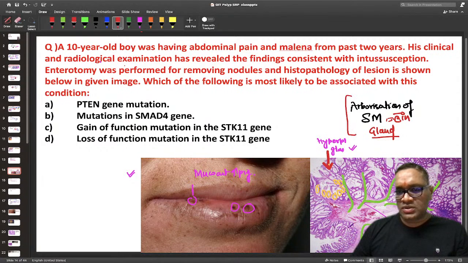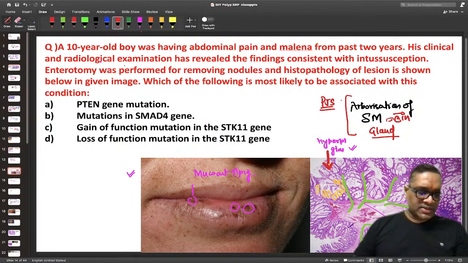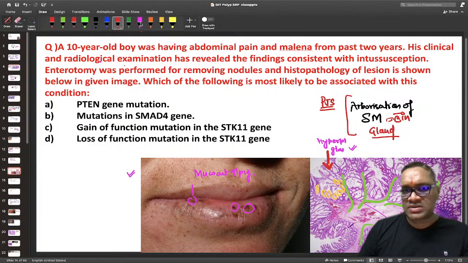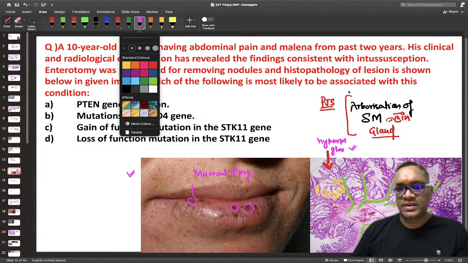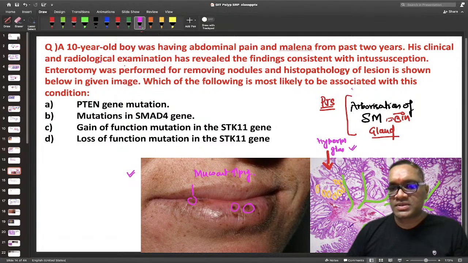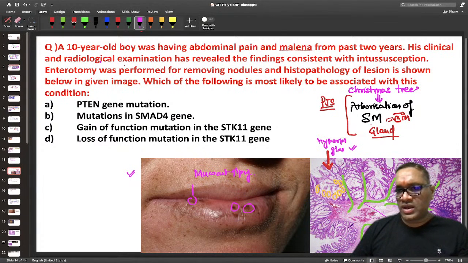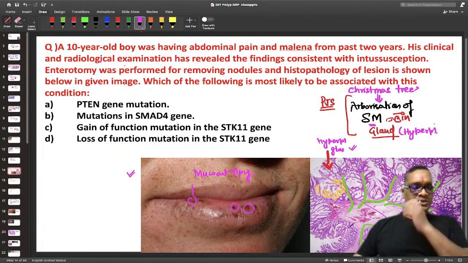So this arborization of smooth muscle within the hyperplastic gland is diagnostic of Jeghers syndrome, right? This is also known as Christmas tree appearance. So sometimes it will be written as a Christmas tree appearance, right? Christmas tree appearance, arborization. And why arborization? Smooth muscles are intersecting between the hyperplastic gland. Remember, what is this? Hyperplastic gland. So the diagnosis is Peutz-Jeghers syndrome.